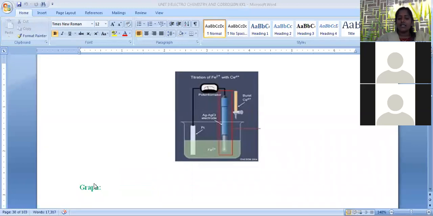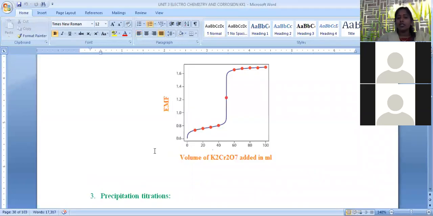After performing this titration, now we are going to make the graphical representation. How can we represent all these values in the graph? For that purpose, we take the volume of potassium dichromate added in ml from the burette versus EMF values. Now the graph is a normal S shape. This is completely reversed to acid base titration. In acid base titration, we get the graph in reverse S shape. In redox titration, the graph will be a normal S.